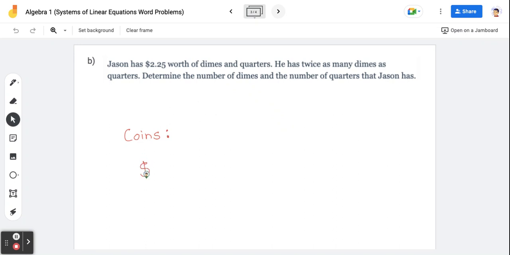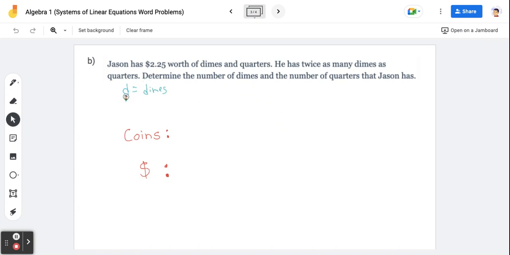So I'm just going to put a dollar sign, right? What I mean by that is the number of coins and the amount of dollars that it accumulates to. Okay, so we're going to put everything with each other. Let's think of it like this. What are my variables going to be? Let's go D for dimes.